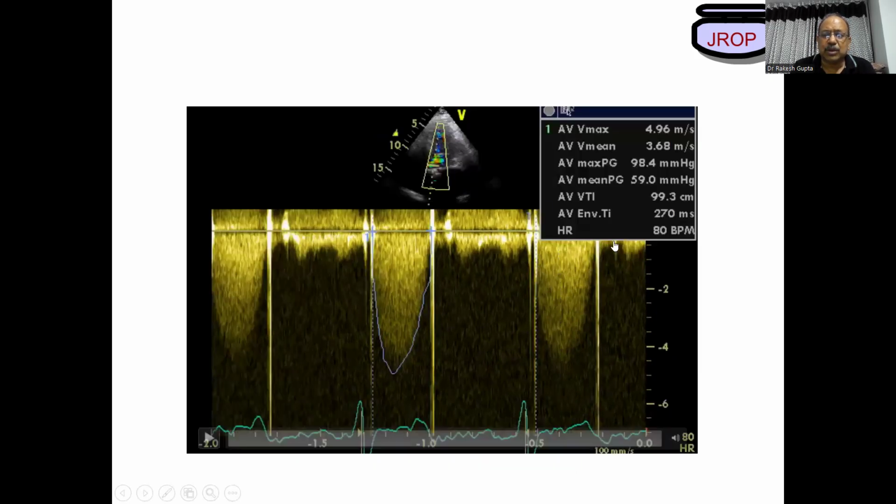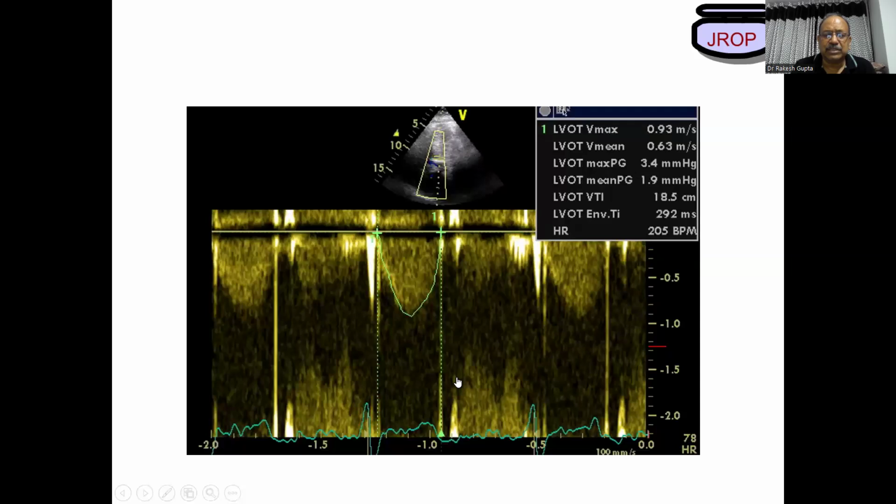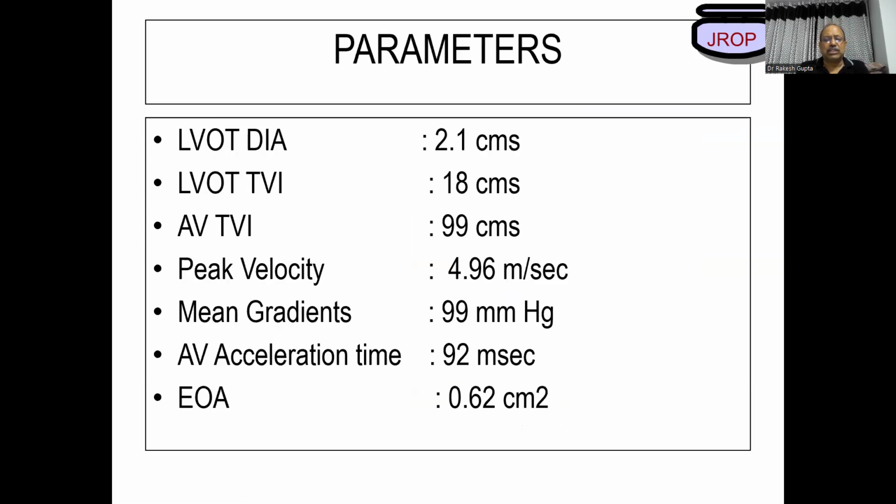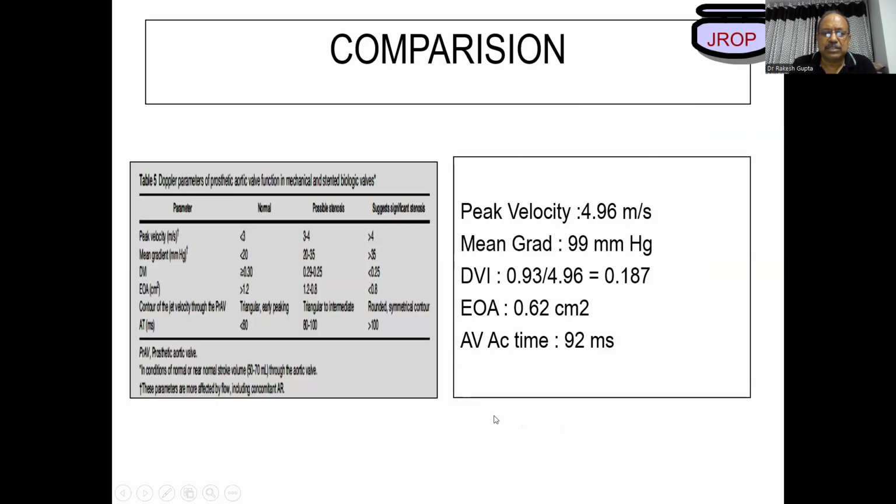And this is the final outcome of this patient. When we put all these things together: LVOT diameter 21, LVOT VTI 18, aortic valve VTI 99, peak velocity 4.96, mean gradient 99, acceleration time 92, and effective orifice area is 0.62 centimeters squared. This is what the table is. I've just enclosed this table to a smaller size. So this is more than 4, definite stenosis.